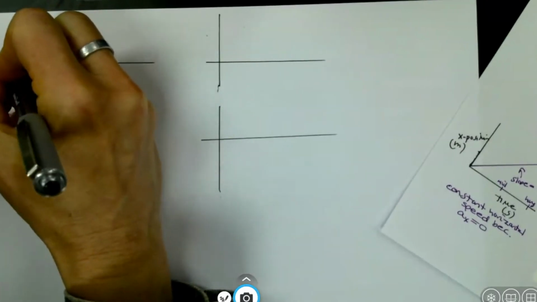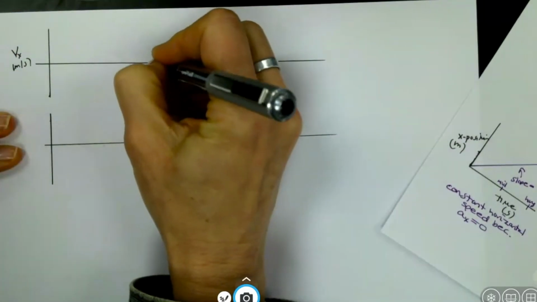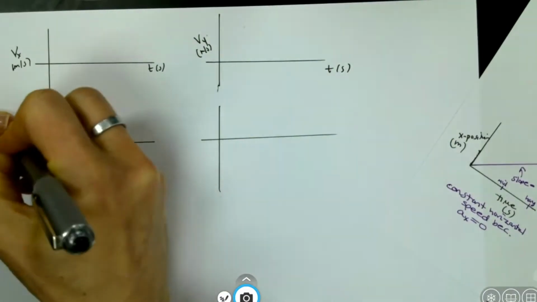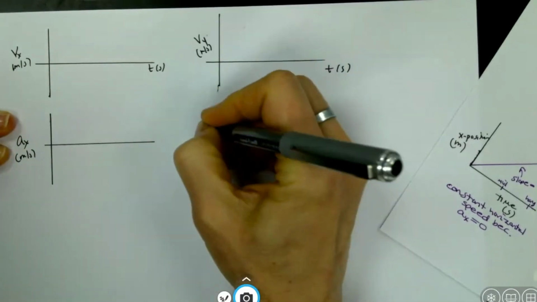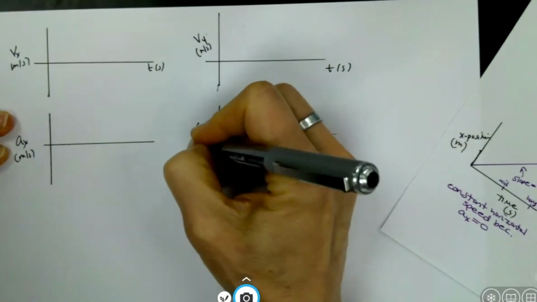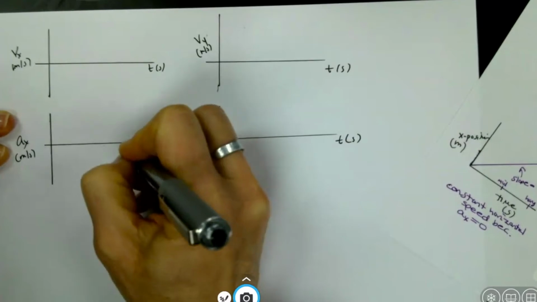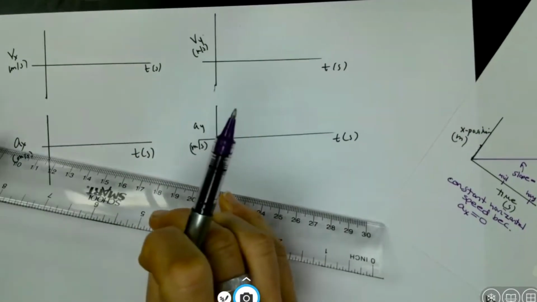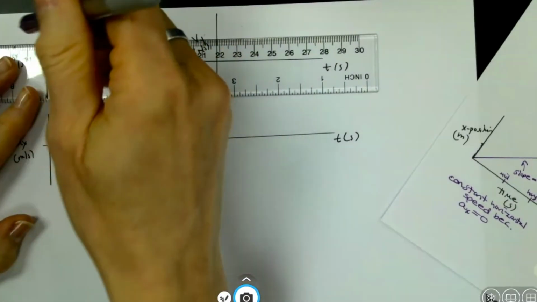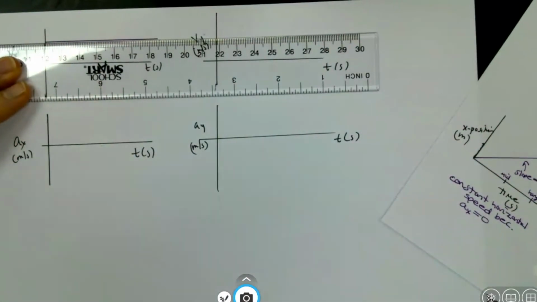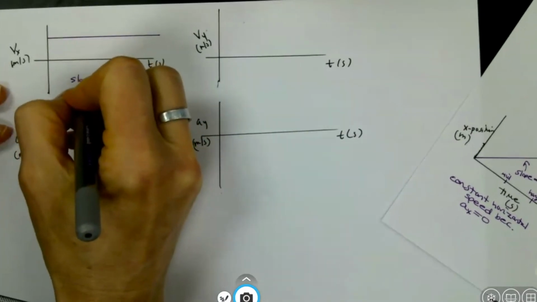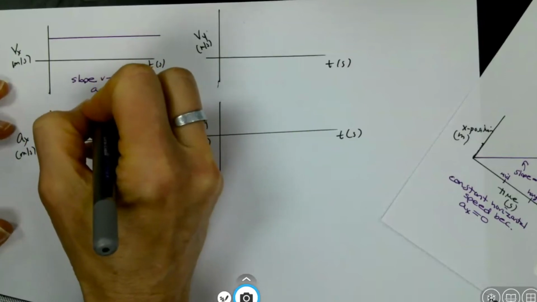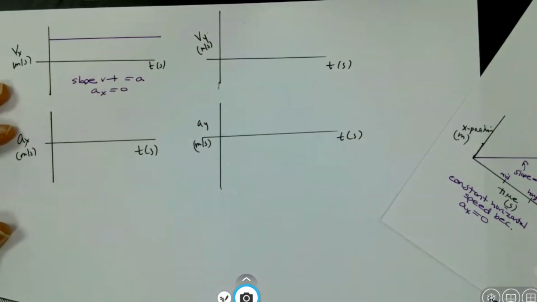So let's do Vx in meters per second, and we'll do Vy in meters per second, and we'll do Ax in meters per second squared, and Ay in meters per second squared. All right, so let's go through these. For Vx, since it's a constant speed and it's to the right, it's going to be positive. So we can just make a horizontal line, right? Slope of a VT graph is acceleration, and acceleration in this case equals 0. So we should have 0 slope.